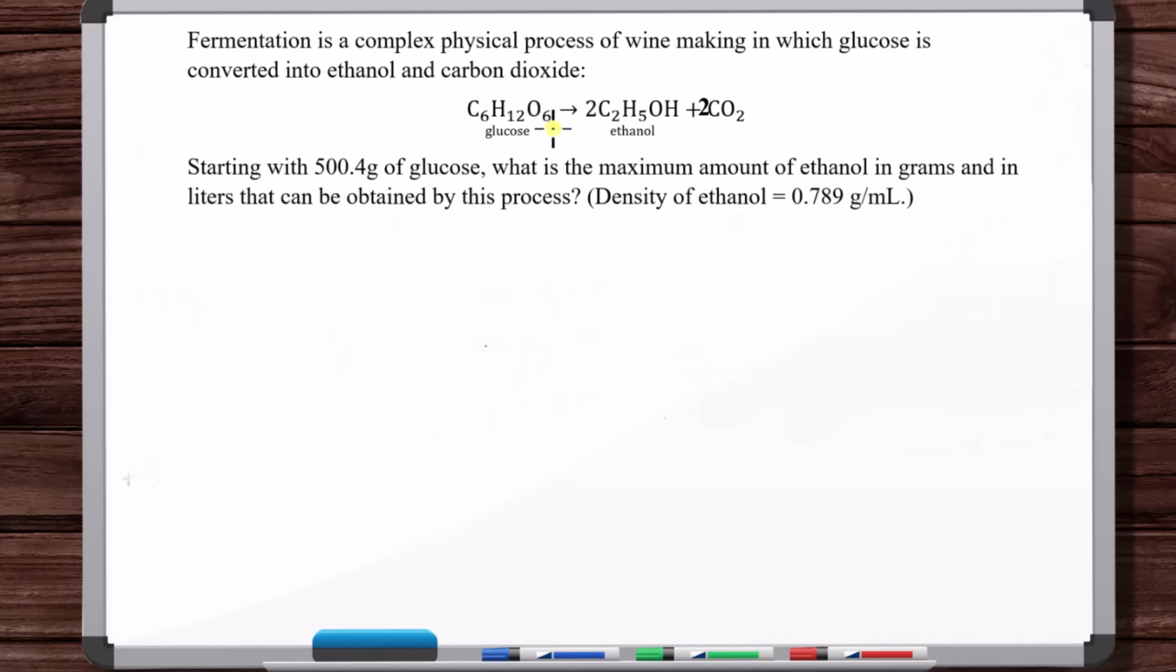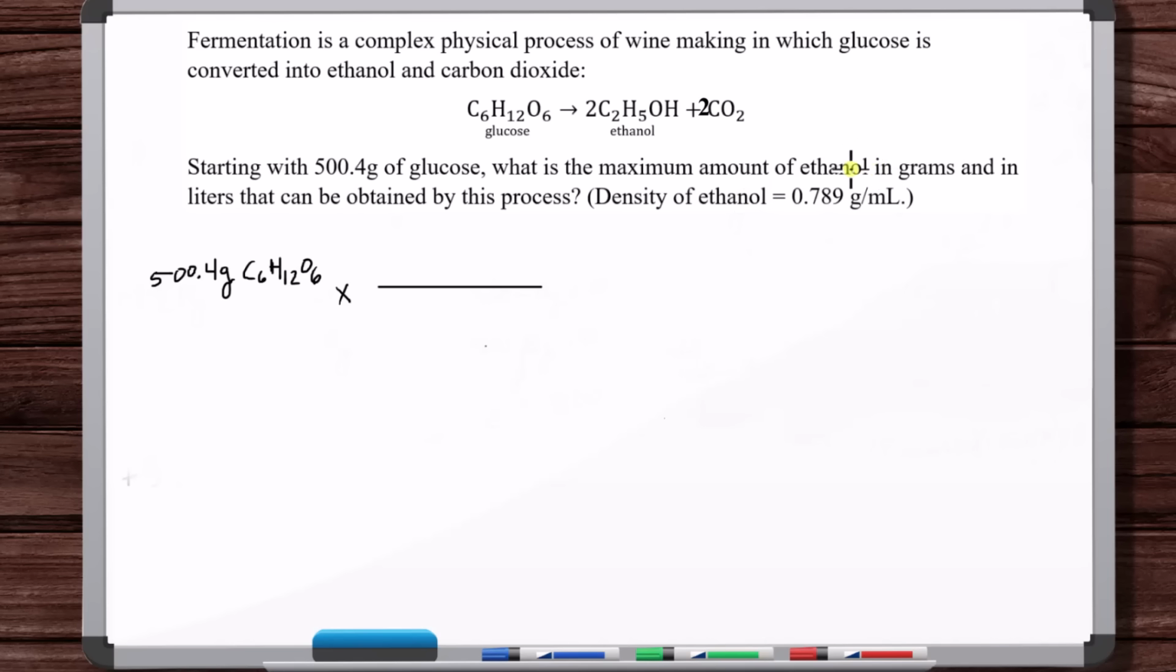So we've got our chemical equation, and you need that to start. To do stoichiometry, you need a balanced chemical equation. Once you have that, again, write out what you're starting with, what you're given. We've got 500.4 grams of glucose, which is this. Now we're going to use our conversion factors, our stoichiometric equivalencies, to get to where we want to get. What is the maximum amount of ethanol in grams and in liters? So once we get ethanol in grams, we can just easily convert that to liters with this.